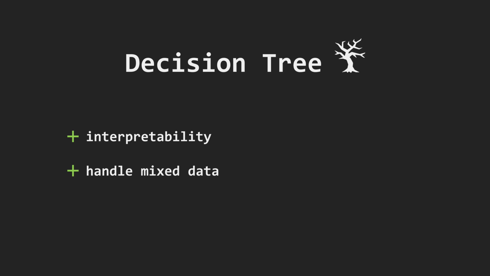On the other hand, they are prone to overfitting, and small data changes can produce very different trees, making them less stable. These issues can be mitigated within decision trees, like using pruning or depth limits, or with ensembles such as random forest. But that's a story for another video.